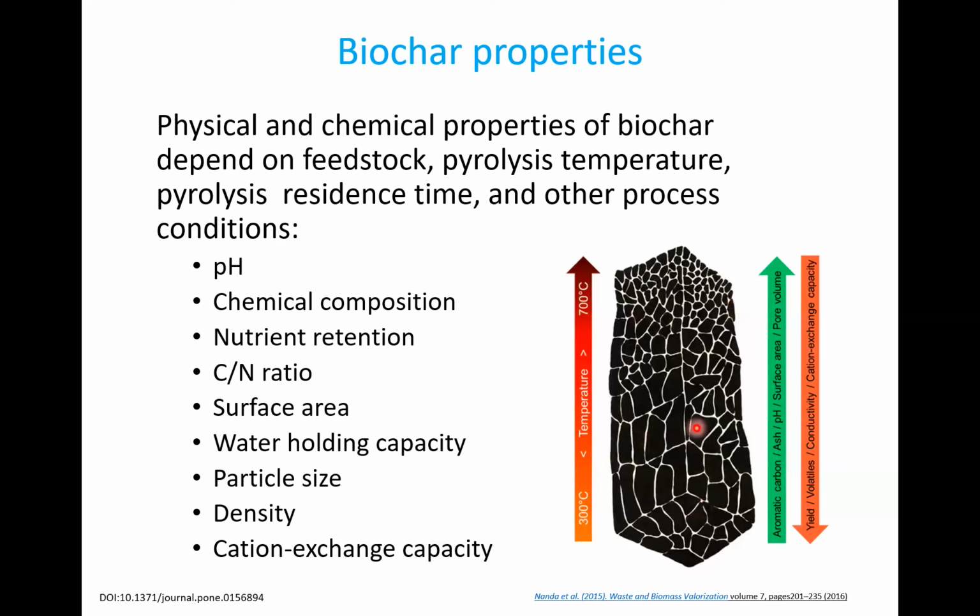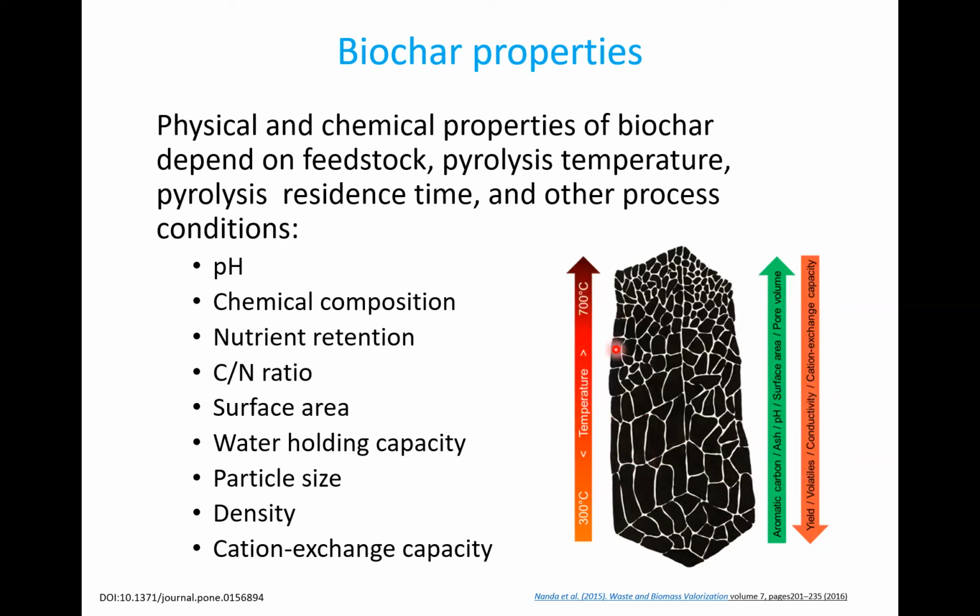If you look at here, again, this is just some kind of schematic for the effect of temperature on some of the properties. For example, with the temperature increase from 300 to 700, you will find the aromatic compounds, the ash, pH, surface area, and pore volume increasing. On the other hand, the yield, volatile content of the biochar, conductivity, and the cation exchange capacity will be decreasing with the increasing of temperature.